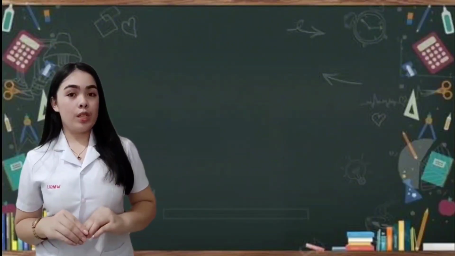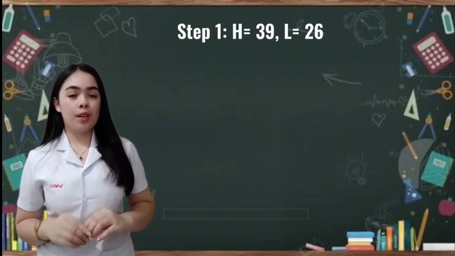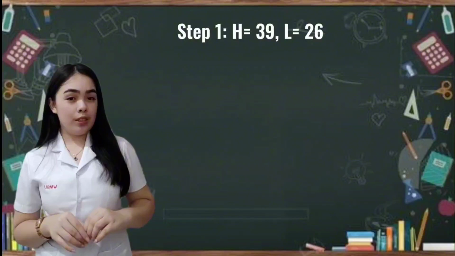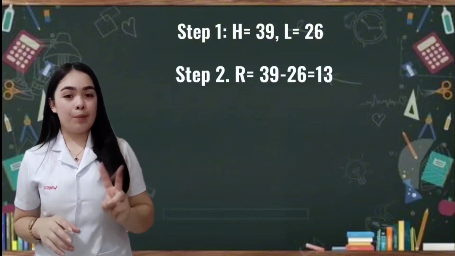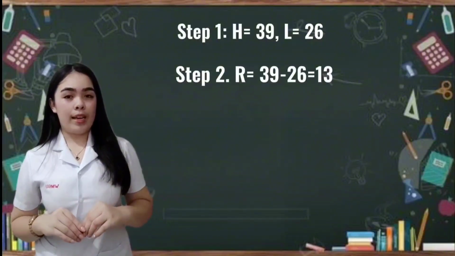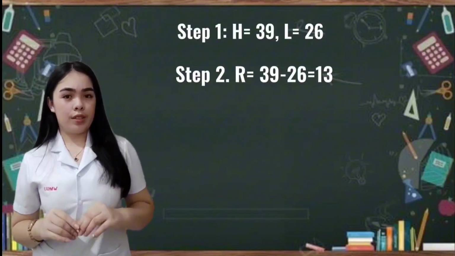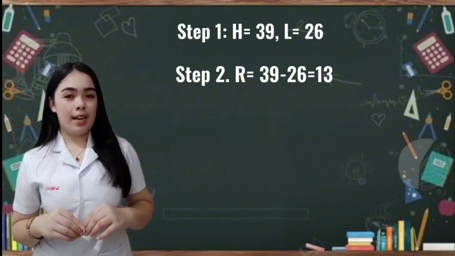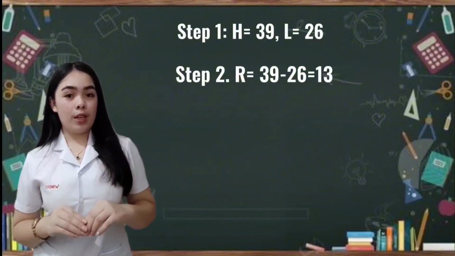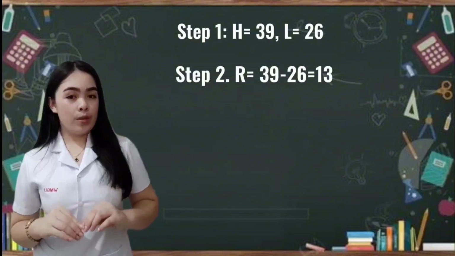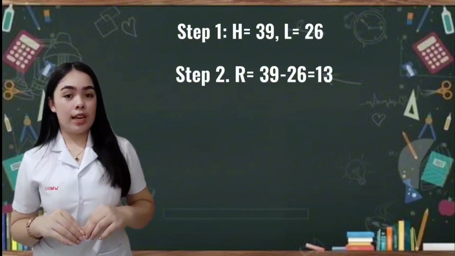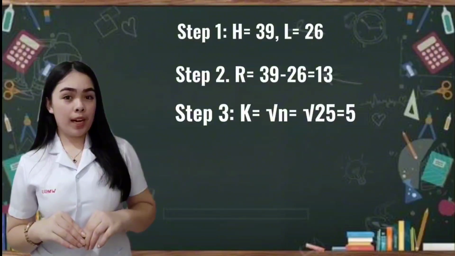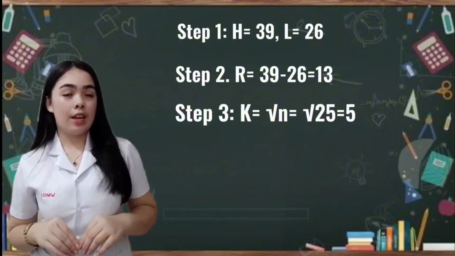Step 1, we need to find the highest and lowest value. Based on our data, our highest value is 39 and our lowest value is 26. Now in step 2, we need to find the range. How do we find our range? We just need to subtract the lowest value from the highest value. So our highest value is 39 minus the lowest value, which is 26. So our range is 13. In step 3, we need to select the number of classes desired, denoted by the letter K.